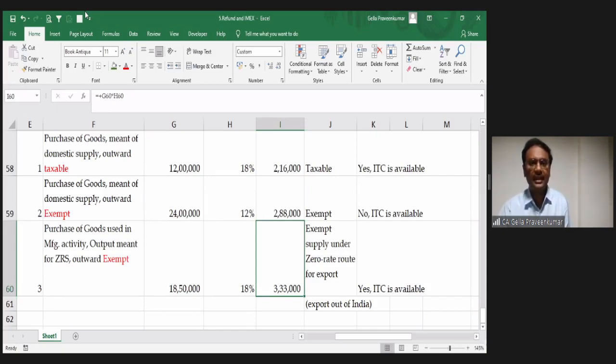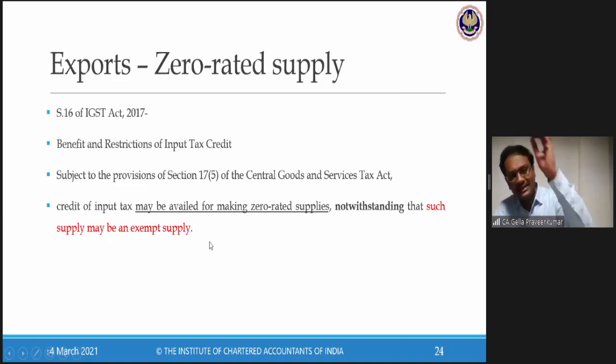Let me go back to my presentation. Now, section 16 says, whenever you're doing a zero rated supply, except the exclusion which is there in section 17(5), all other cases you can take input tax credit. The question comes here. Ideally within the domestic market, when I sell those goods in India, those are exempted. Now the same goods when I export out of India, can I call that as a zero rate? Can I take an input tax credit in relation to that? Answer is a big yes.